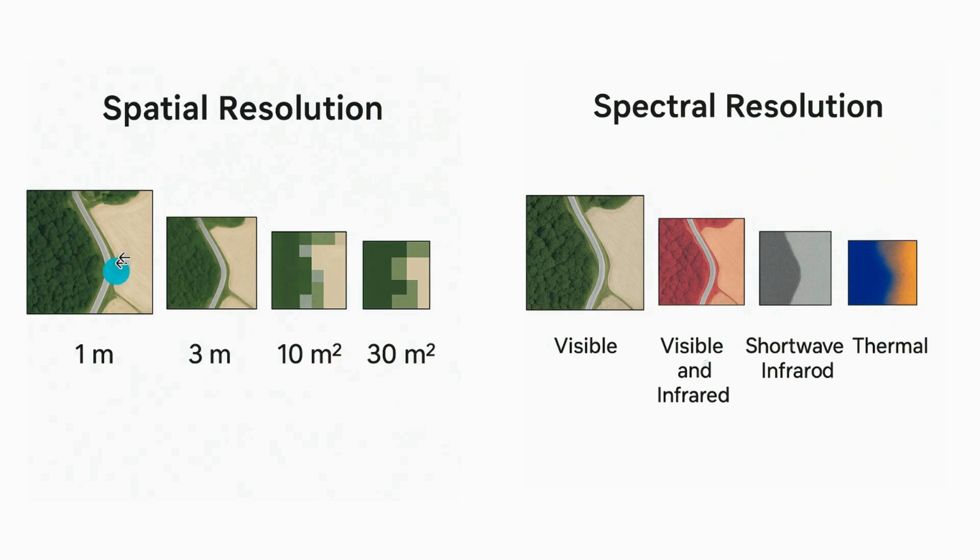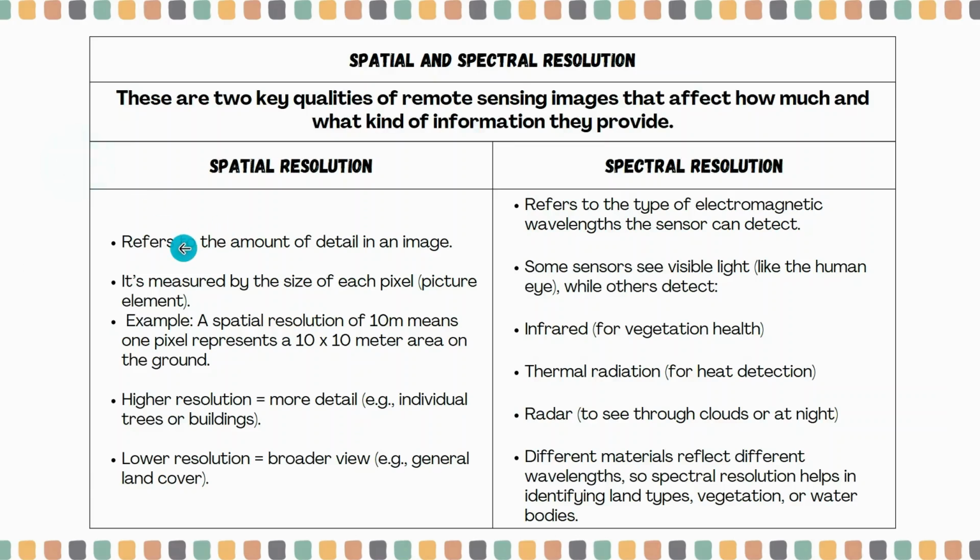The higher the resolution, the clearer you can see what is going on. It's measured by the size of each pixel. For example, a spatial resolution of 10 meters means 1 pixel represents a 10 by 10 meter area on the ground. The higher the resolution, the more detail. For example, you can see individual trees or buildings. If it has a lower resolution, it has a broader view and you can see the general land cover, but you cannot see as much detail.